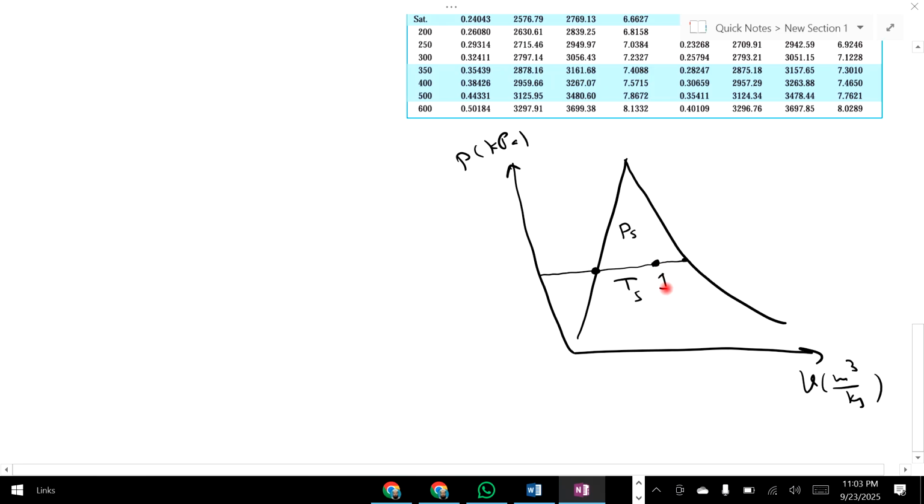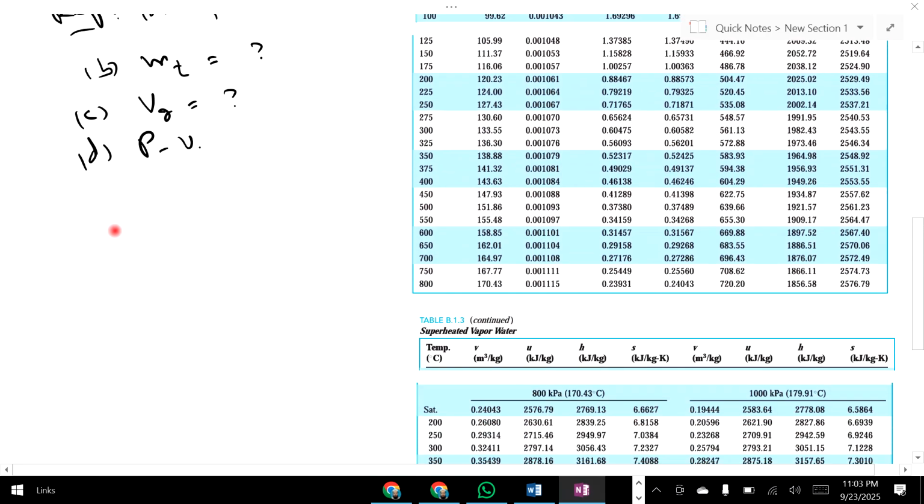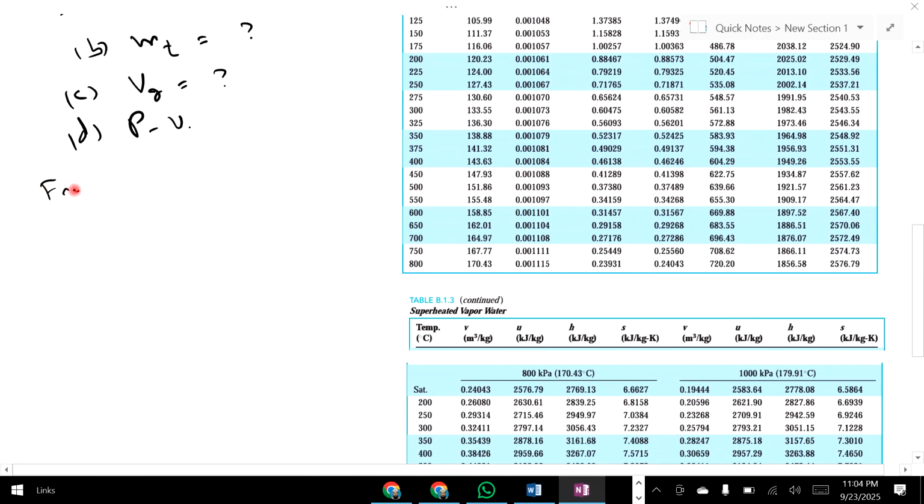So we have to find the temperature at this point. This is point 1. At this point the temperature is saturation temperature, and the pressure is constant, P1 is equal to P2 is equal to 800 kilopascal. So we will find the saturation temperature from the saturated steam table at pressure equal to 800 kilopascal. Initial temperature T1, this is the solution for A.